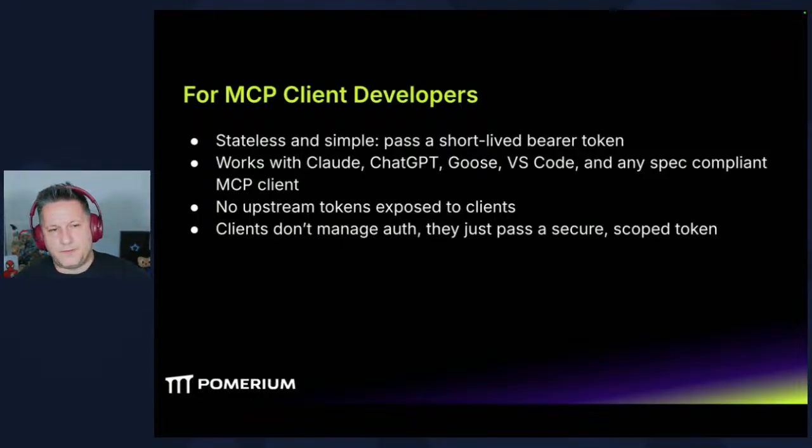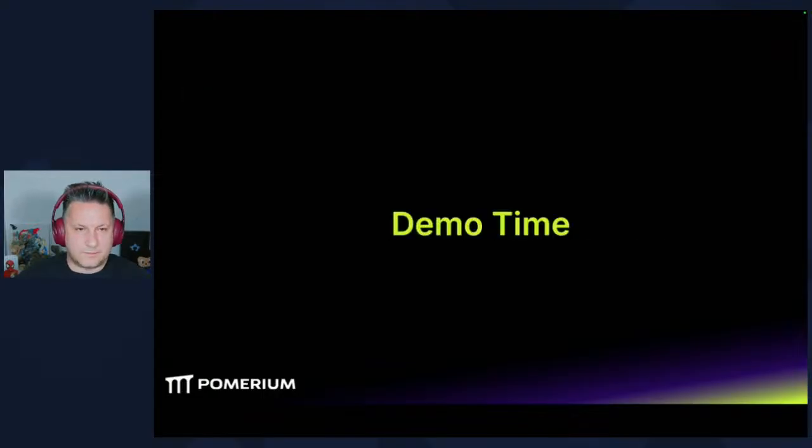So basically, there's also the MCP client. You can also build an MCP client and secure it with the Pomerium proxy, and that whole login flow will be handled because we know who you are, and we can pass the bearer token. That's short-lived. And again, like I was saying, there are no upstream tokens exposed to the clients when you're using Pomerium to secure these MCP servers. So basically, clients don't manage auth; they just pass a secure scoped token.